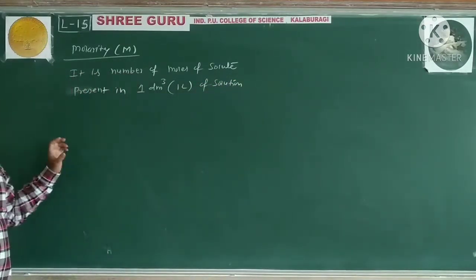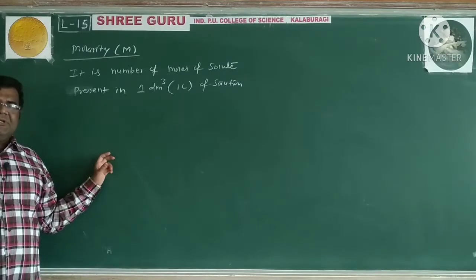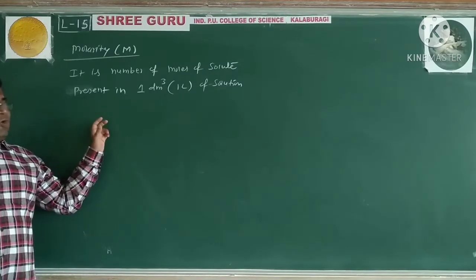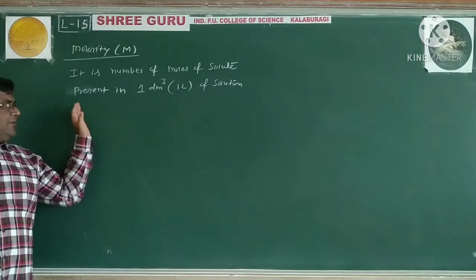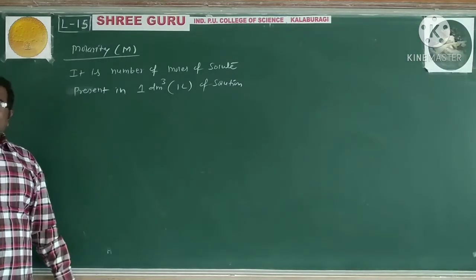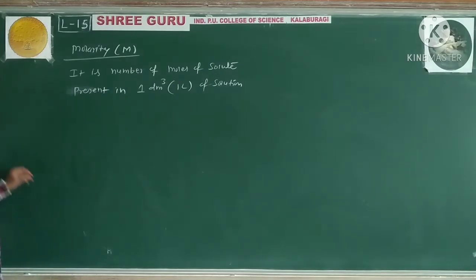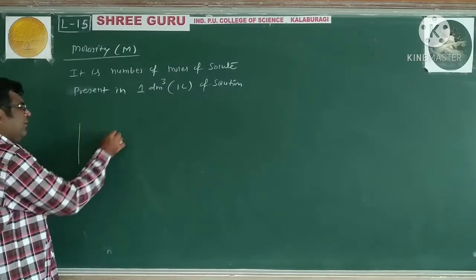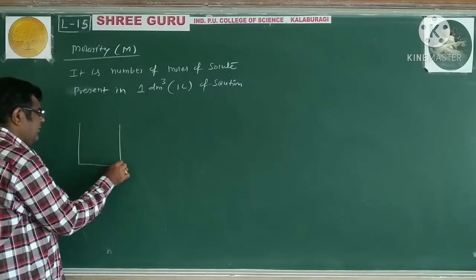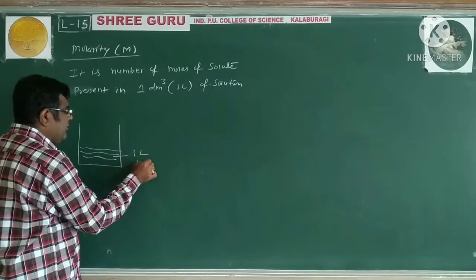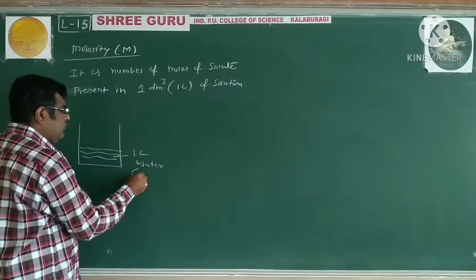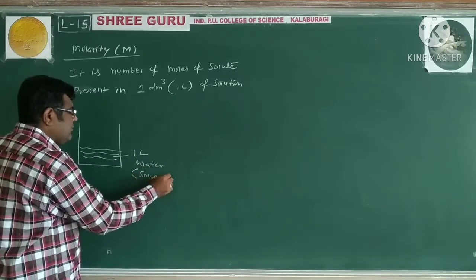So it is a number. Molarity is a number. Number of what? Number of moles of solute. And where are they present? In 1 liter of the solution. For example, we have here 1 liter of water, which is the solvent.